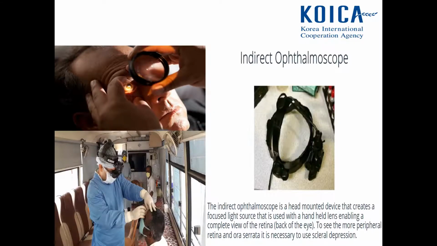The second is the indirect ophthalmoscope. This is composed of two things: a head-mounted device, which is a source of light, and a specific focusing and magnifying lens. For this exam, we should dilate the pupil of the patients. We can see a very wide area of the retina at once, and if we want to see the peripheral region of the retina, we order the patients to look in the direction we want to watch. In the COVID-19 pandemic, eye doctors should wear masks and gloves when doing these exams.